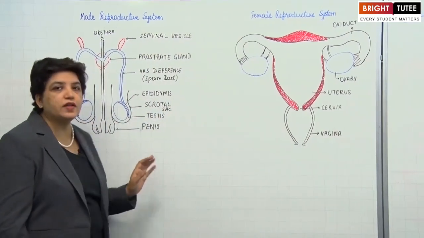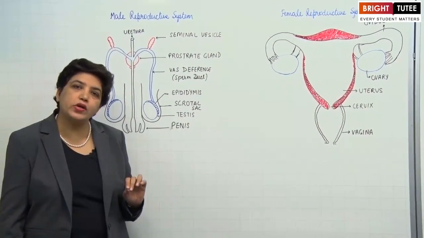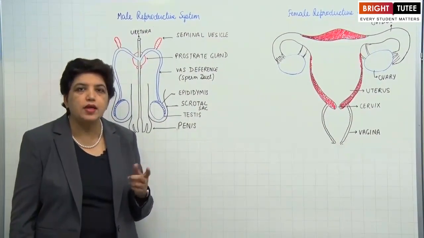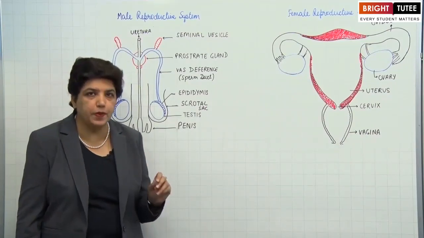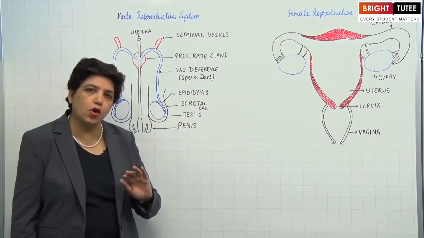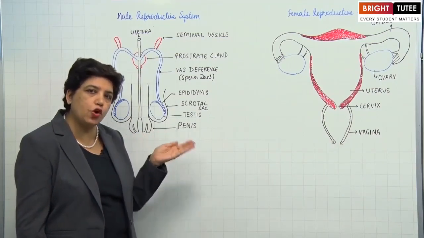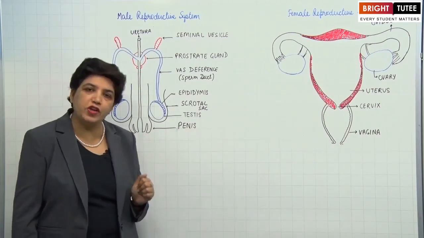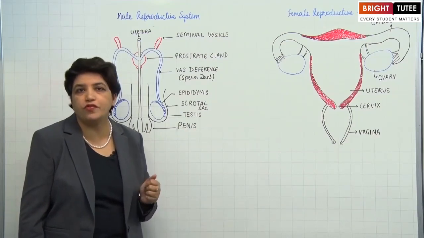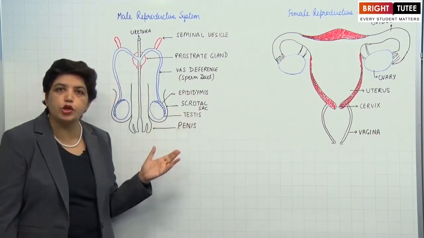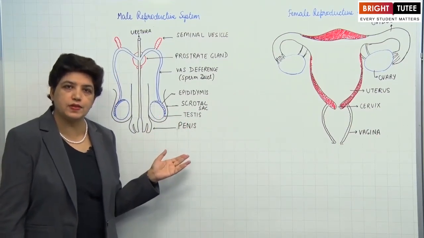In the male reproductive system, some of the organs are involved in the production of the male gamete. The male gamete is called sperm, and the other organs are involved in facilitating the transportation of this male gamete into the female body for the process of fertilization. Now this is the diagrammatic representation of a male reproductive system.